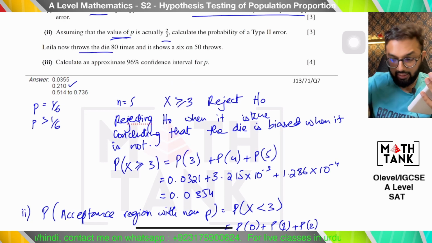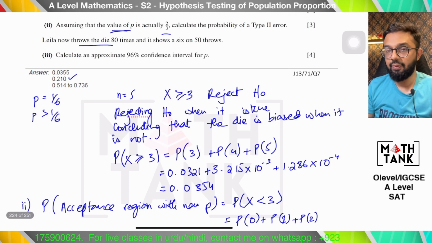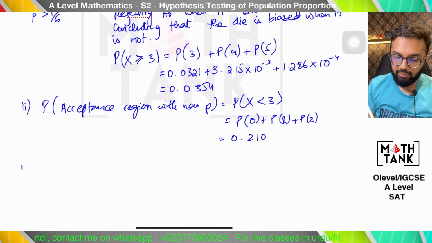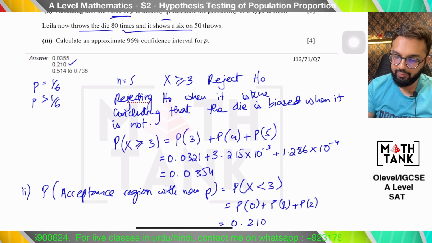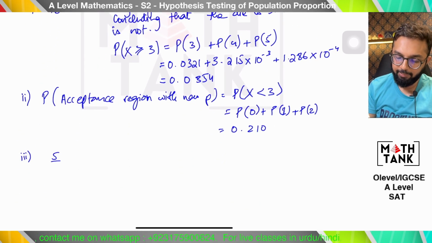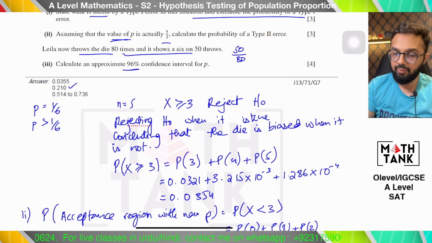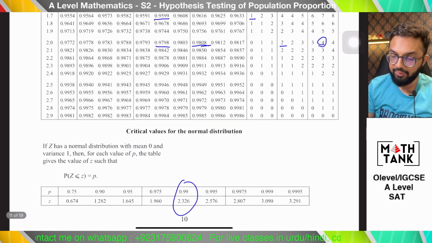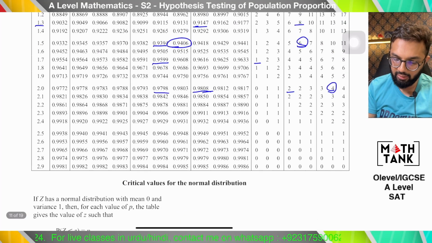Lila now throws the die 80 times and it shows a 6 on 50 throws. Calculate an approximate 96% confidence interval for P. This is a basic confidence interval, so let's do that. The confidence interval for proportion is the sample proportion, which is 50 over 80, that's 5 over 8, plus or minus the z-value. The z-value for a 96% confidence interval will come from 98% on our table. I don't have 98% on the bottom line, so I'm going to figure out 98% from here.